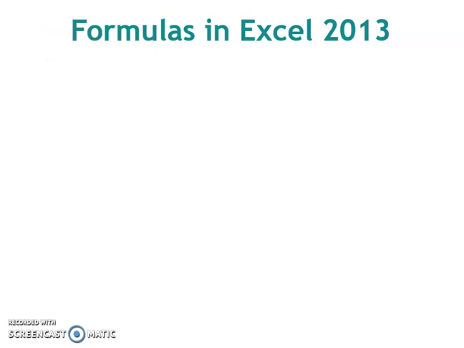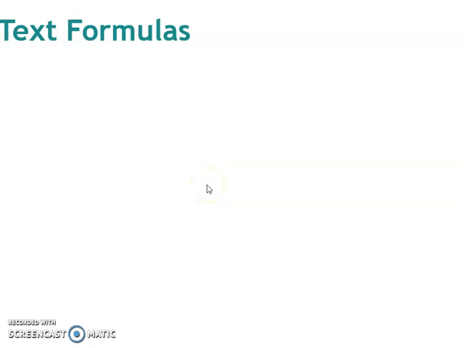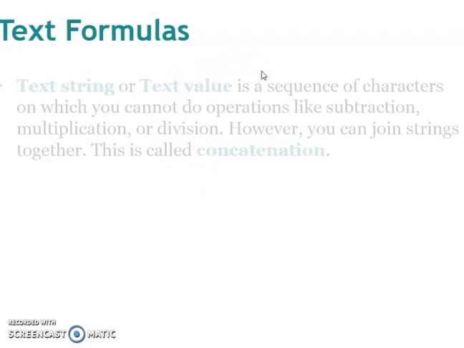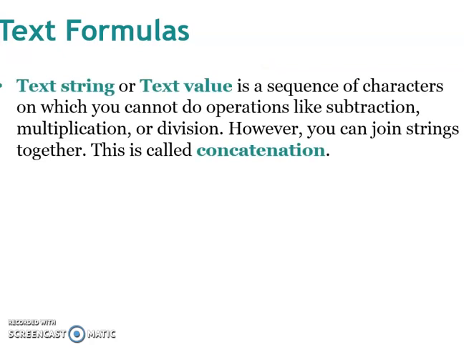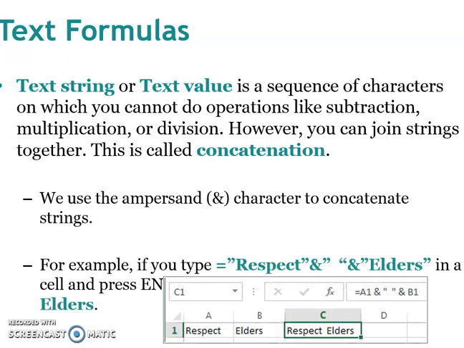In the last lecture we talked about formulas in Excel 2013, and this is the remaining part of that video. Today we will start from the text formulas. What are the text formulas? Text means anything which is in string form. So if we have some string values in some cells and we want to join these values in another cell, the method we use is called concatenation, and we use concatenation with the ampersand sign. You can see it on your screen, this is the ampersand sign.